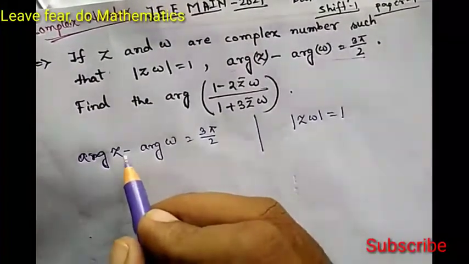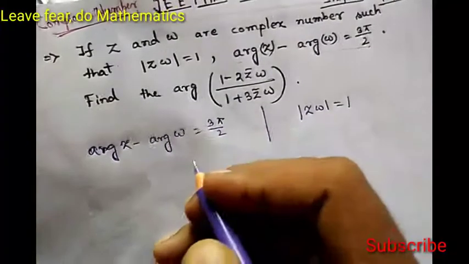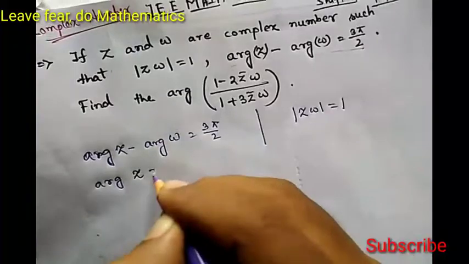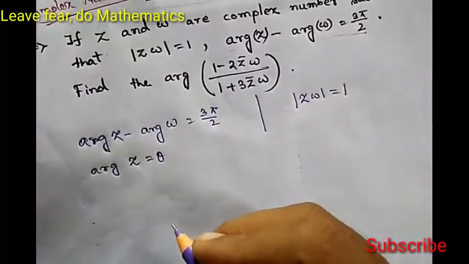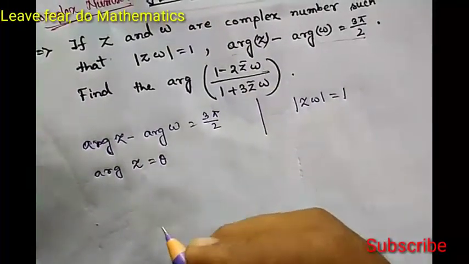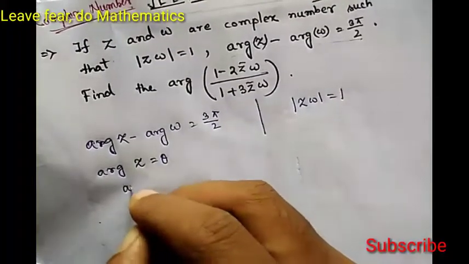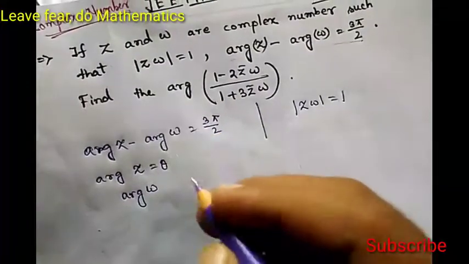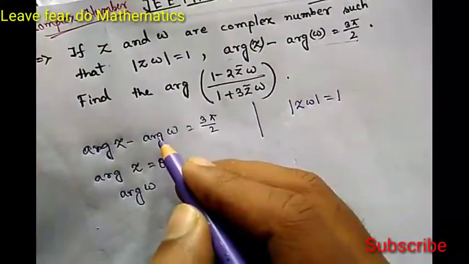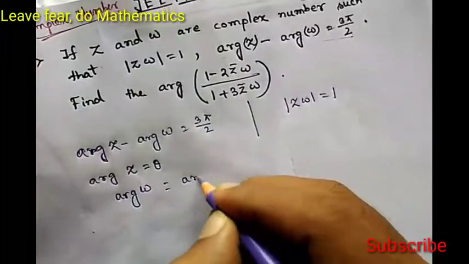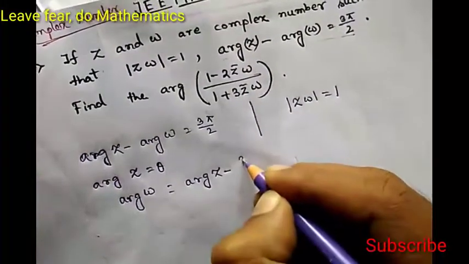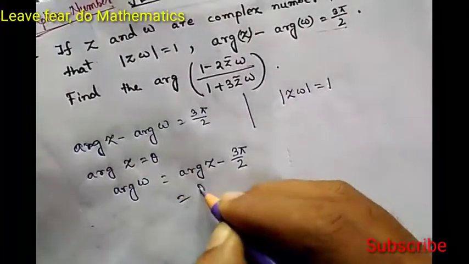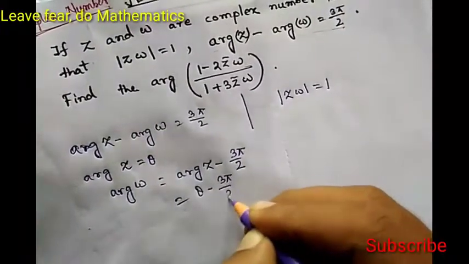Okay, now since the argument of Z minus the argument of W equals 3 pi by 2, let us suppose that the argument of Z is theta. Then from this we get the argument of W equals the argument of Z minus 3 pi by 2, that means theta minus 3 pi by 2.